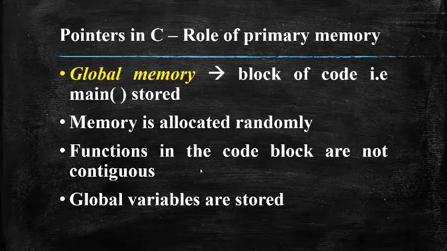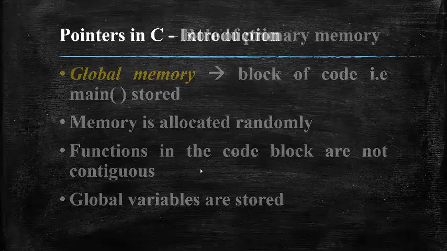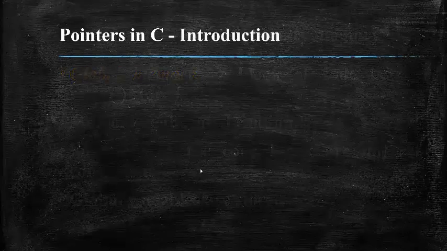So this is some of the areas of the primary memory that we have seen. So stack, heap, and then the global memory. These are the 3 areas of your primary memory. And moving forward, we are going to see about the introductory concept of pointers.